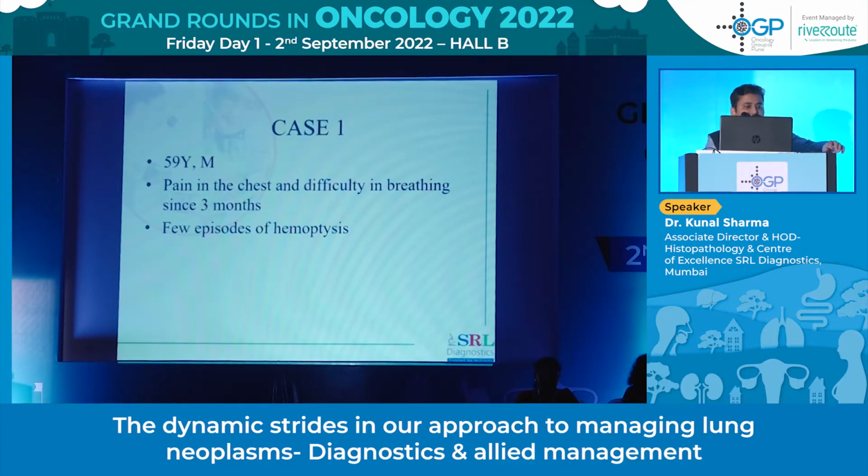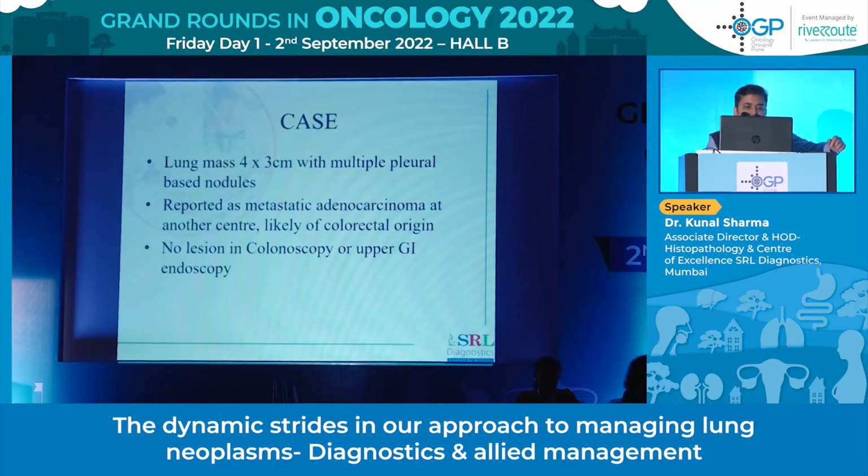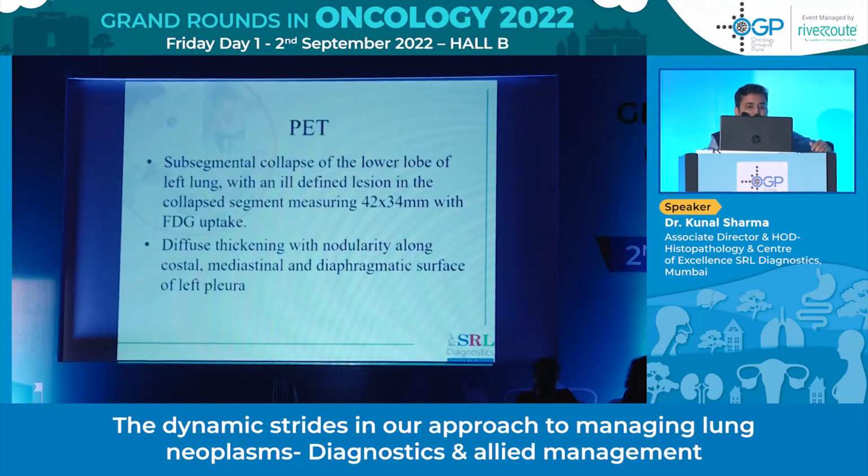My first case that I would like to present is a 59-year-old male who presented to us with pain in the chest and difficulty in breathing since 3 months. There were a few episodes of hemoptysis. Radiologically, there was a lung mass 4 into 3 centimeters with multiple pleural-based nodules. This was reported at the primary center as metastatic adenocarcinoma, likely of colorectal origin. There was no lesion on colonoscopy or upper GI endoscopy, and we got the blocks for second opinion.